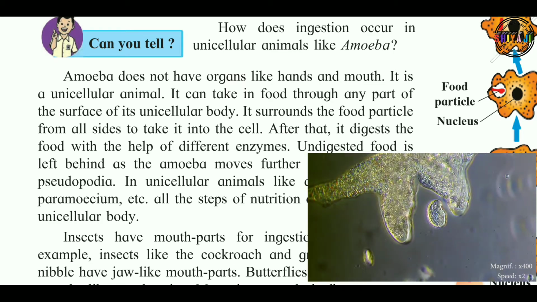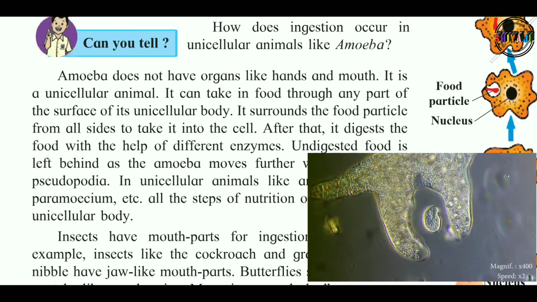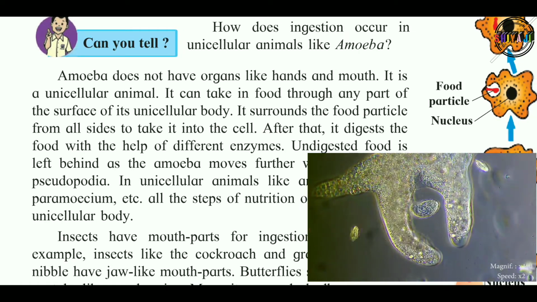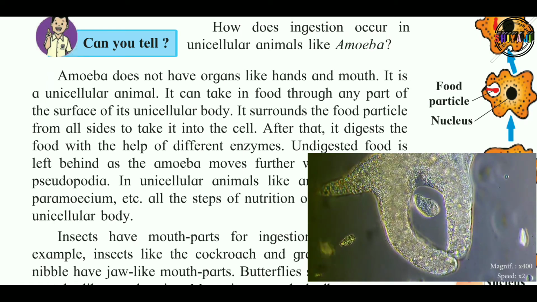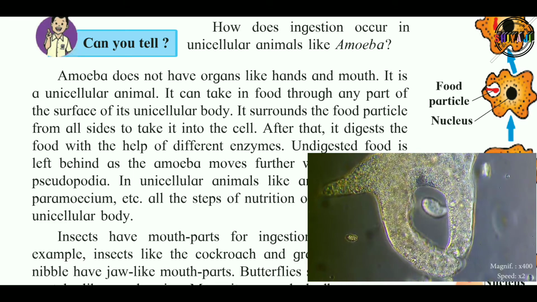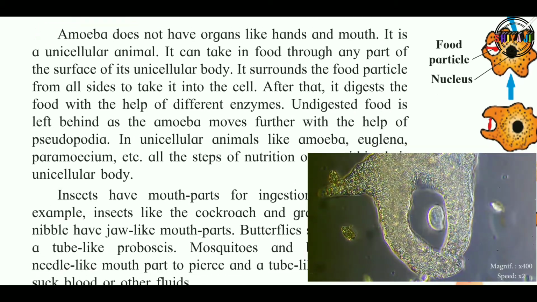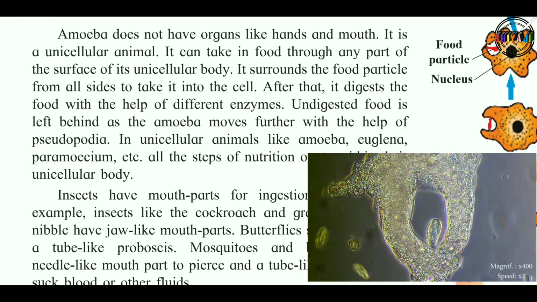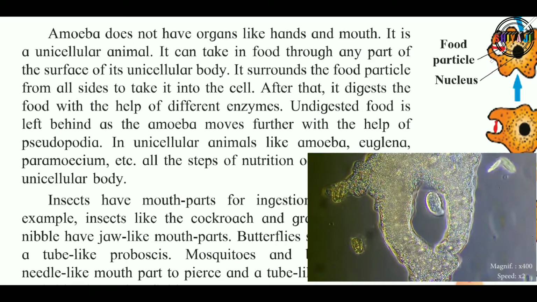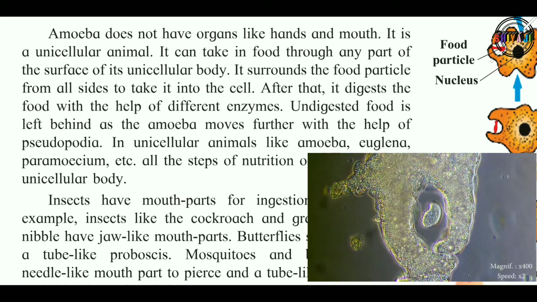It is a unicellular animal. It can take in food through any part of the surface of its unicellular body. It surrounds the food particle from all sides to take it into the cell. After that, it digests the food with the help of different enzymes. Undigested food is left behind as the amoeba moves further with the help of pseudopodia.